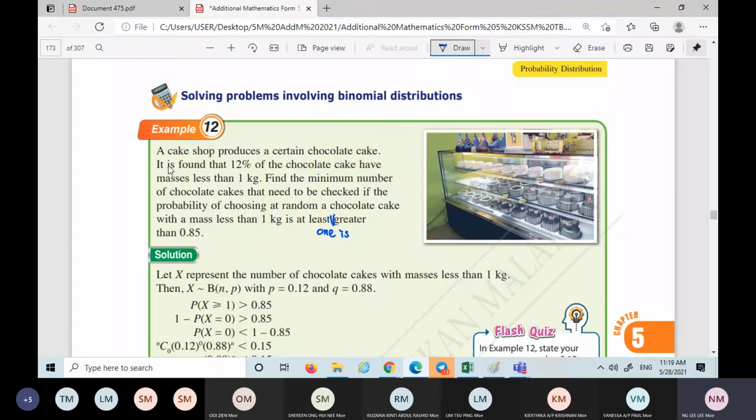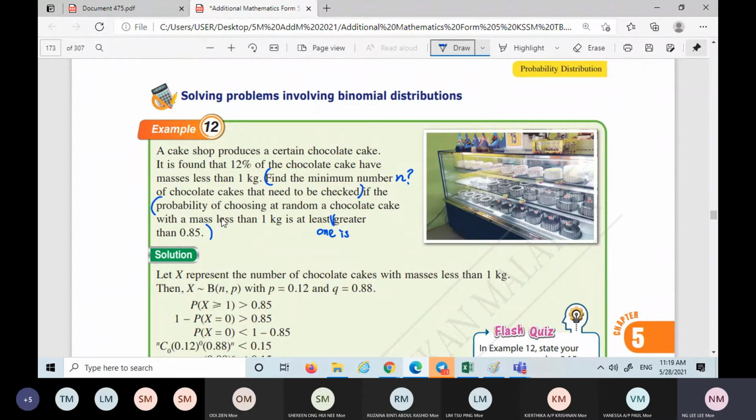Okay, we go through the questions. It's found that 12% of the chocolate cakes have masses less than 1 kg. Find the minimum number of chocolate cakes that need to be checked, meaning the n. You need to check how many chocolate cakes. This one is actually finding the n. If the probability of choosing at random a chocolate cake with a mass less than 1 kg is at least 1 is greater than 0.85. Oh, very confusing. This sentence is very confusing.